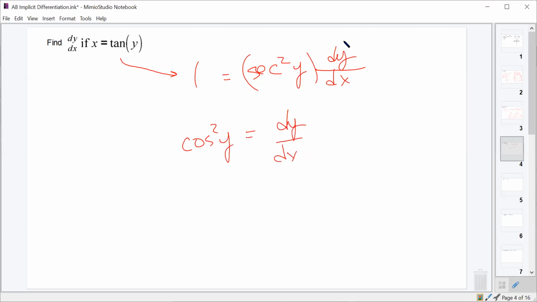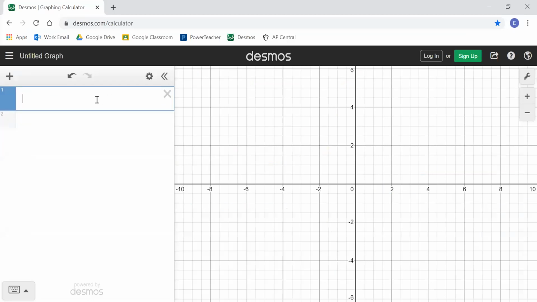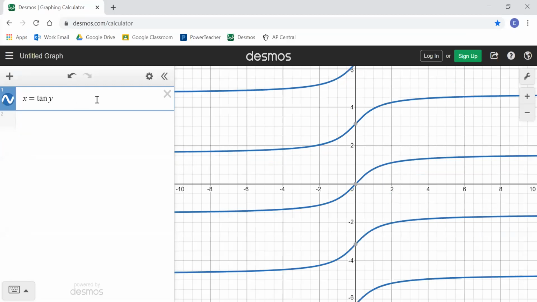So real quick, we'll take a look at the graph just for fun. What should x equals tangent y look like? Should just look like a tangent curve that's been flipped on its side, right? This is just the inverse tangent function, isn't it? X equals tangent y. If you take the inverse tangent of both sides, you get y equals inverse tangent of x, right? This is the inverse tangent equation, except without any restrictions on its range.